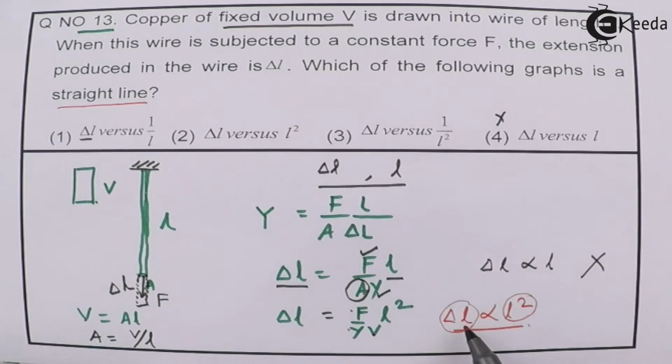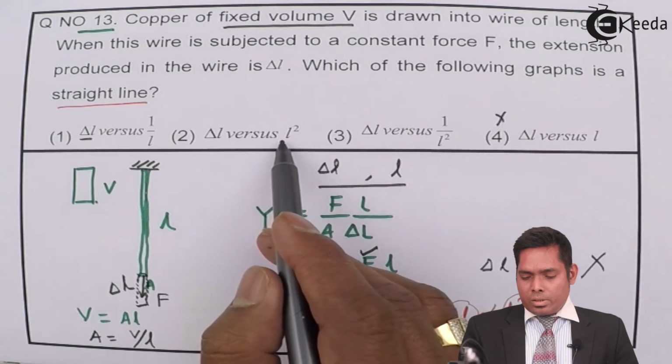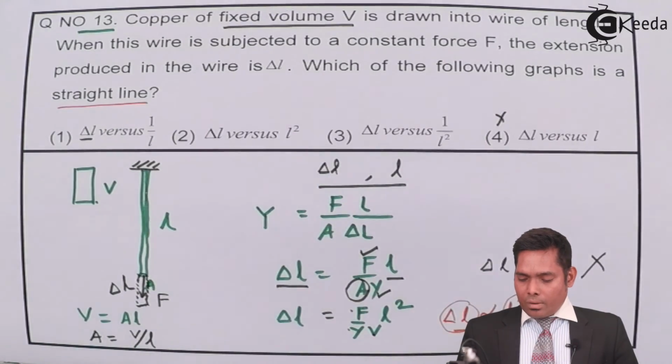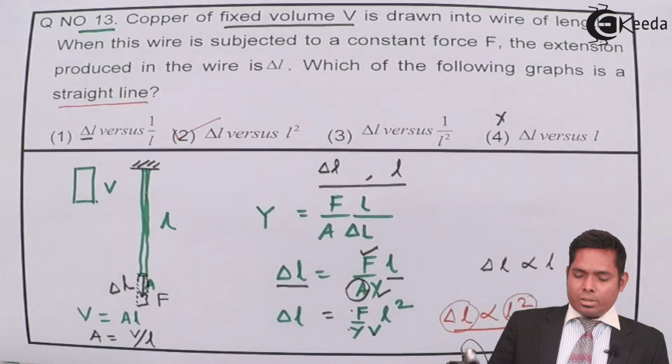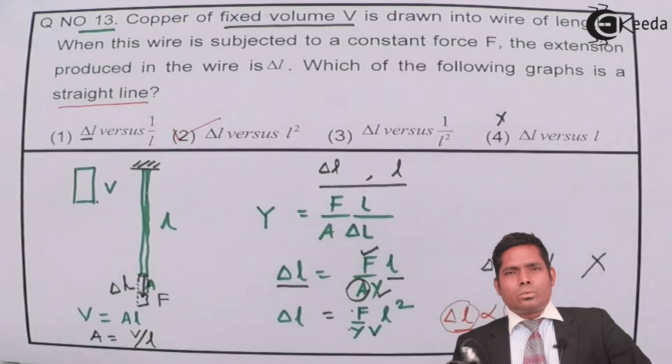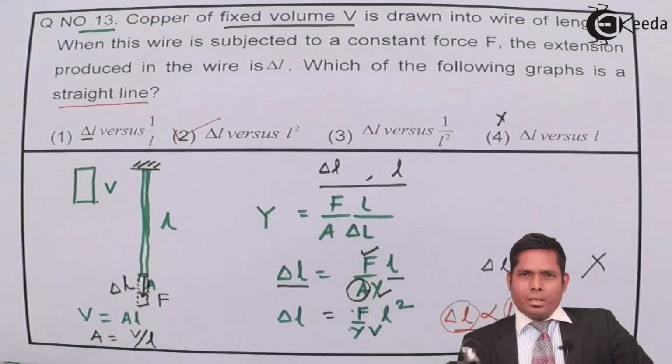That is, delta L is proportional to square of the length is the correct answer. The delta L versus L square, if you plot the graph, then only it will be a straight line. So option number 2 is the correct answer to this question. Okay, thank you.